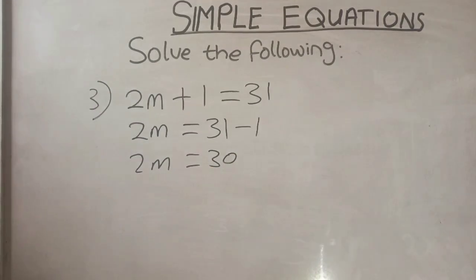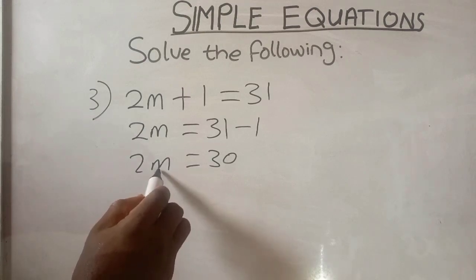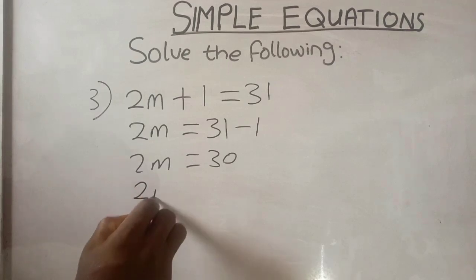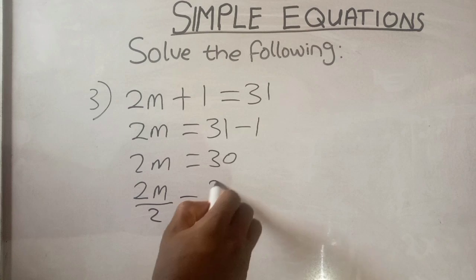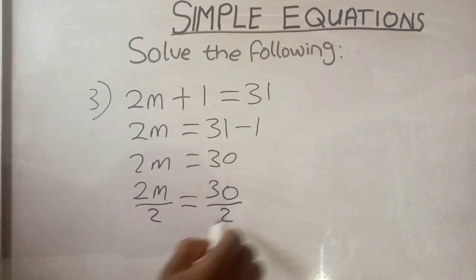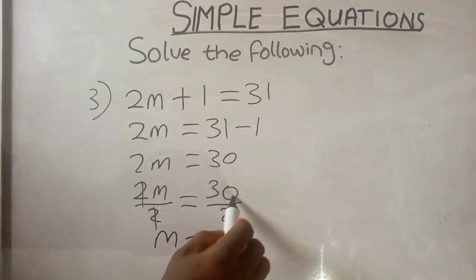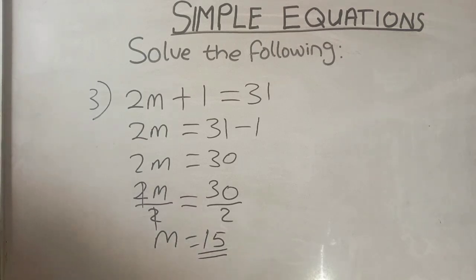So what do we do next? Divide both sides by the coefficient of m, of which the coefficient of m here is what? 2. So we use it to divide both sides. So that gives us 2m over 2. We are using the coefficient to divide both sides. 30 over 2. 2 will cancel out 2. m will now be equal to 30 divided by 2, which will give us 15 as the answer. I hope this is quite clear. You can pause the video and give number 4 a try. So let's move to number 4 quickly.